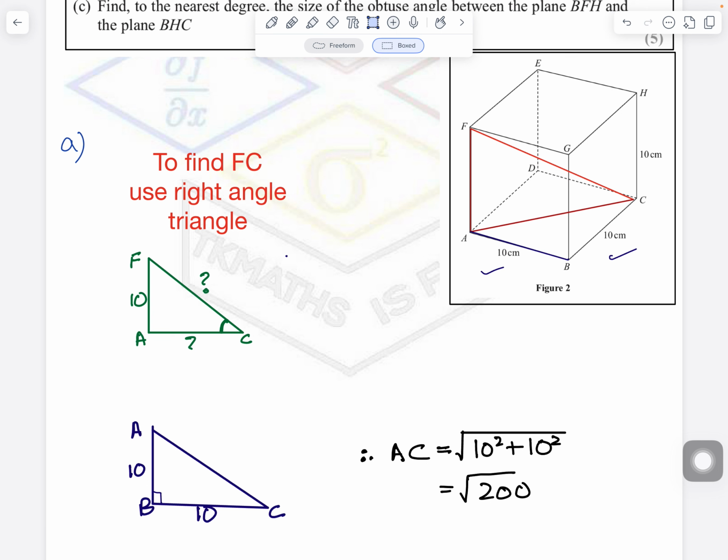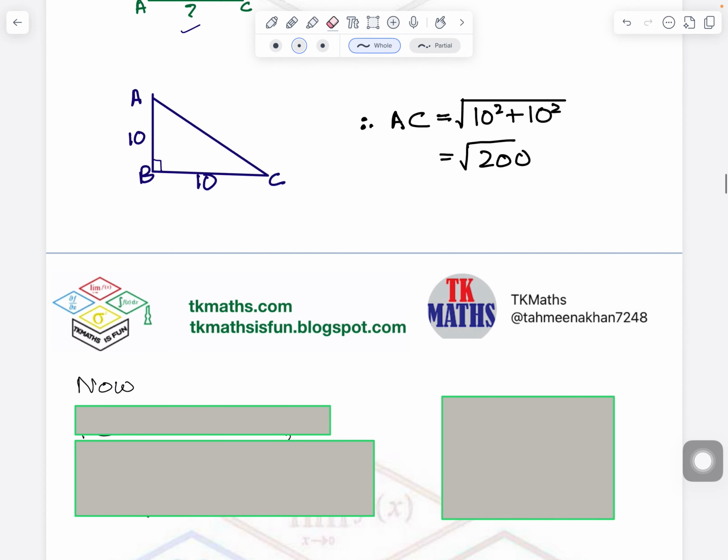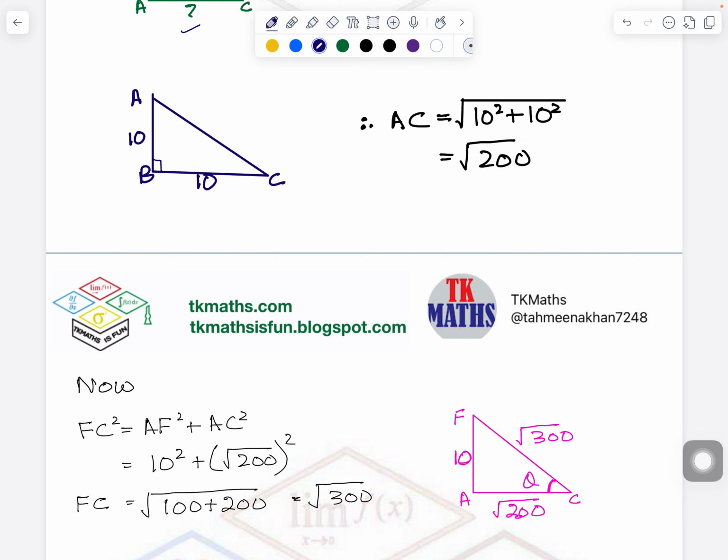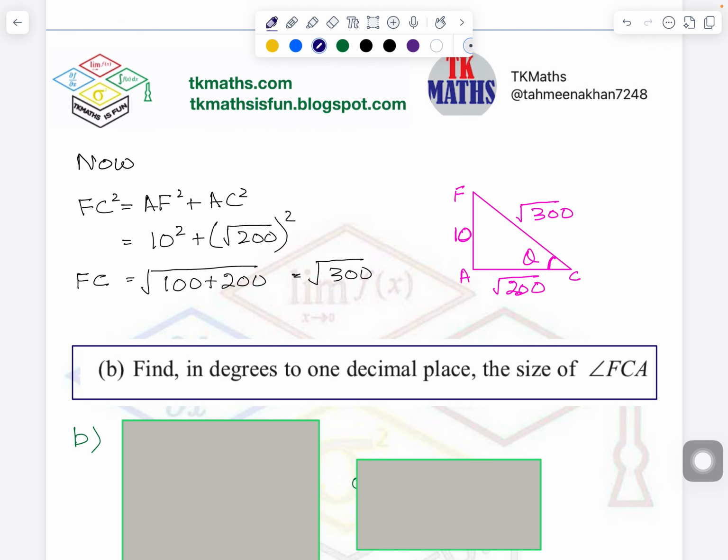Once you know AC, then it means in this triangle, you know AF and AC, you can easily find out FC, which is the required answer. So now you will again use Pythagoras theorem. FC squared equals AF squared plus AC squared. If you want to put the video on pause and try it out yourself, you can. So now FC is root 300. So remember this. Let's see what is the next question with respect to the cube.